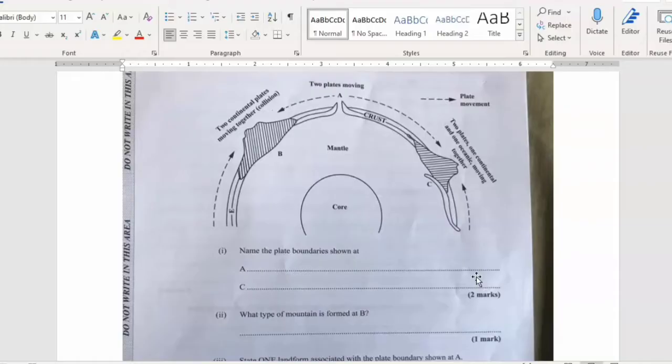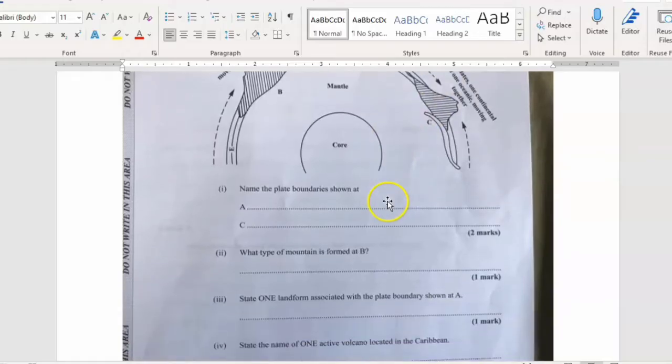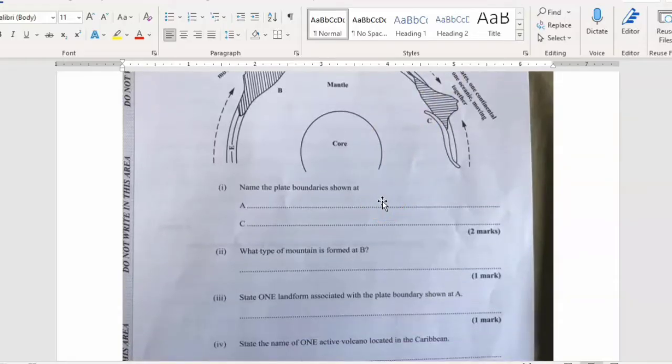Now part A asks that you name the plates labeled or shown at A and C. The arrow shows you the plate movement, right? The plate labeled A is a divergent plate boundary because both plates are pulling away from each other. The plate labeled at C is a convergent plate boundary because the plates are moving towards each other, where they will form fold mountains.